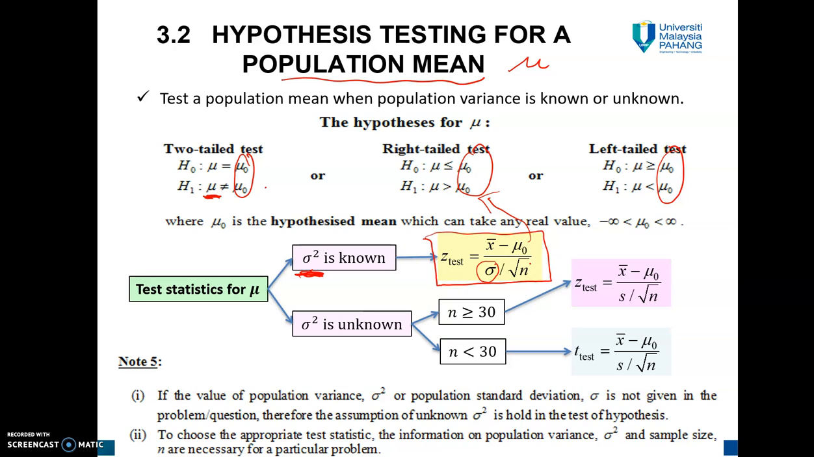You can look. But if your population variance is unknown, you need to check the sample size. Is the sample size greater than 30 or less than 30? If greater than 30, you will use the same thing, the Z test, quite similar to the previous formula, but here instead of sigma, you have S. S is the sample standard deviation. And if your sample size is less than 30, you will use the t-test. The formula is similar to this one, but here you will use the t-table.